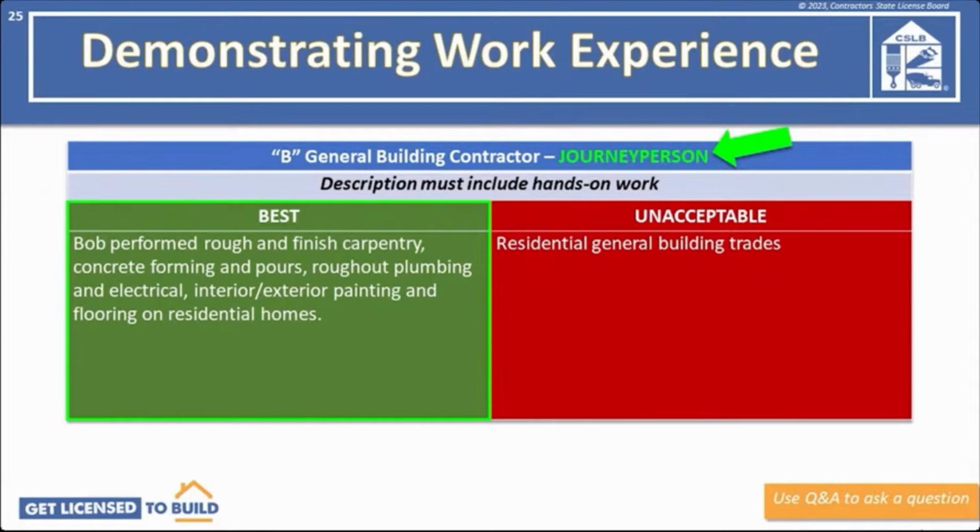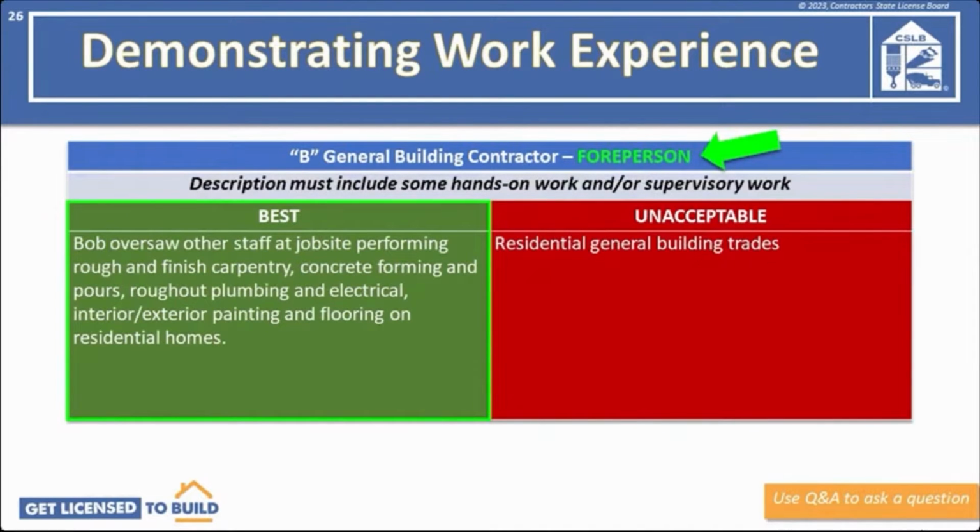Our first example is for the Class B general building contractor. The best type of description your certifier would use for a journey person experience is to be specific. Journey person experience must include hands-on work like this. Bob performed rough and finish carpentry, concrete forming and pours, rough out plumbing and electrical, interior, exterior painting, and flooring on residential homes. An unacceptable description would be something generic like residential general building trades.